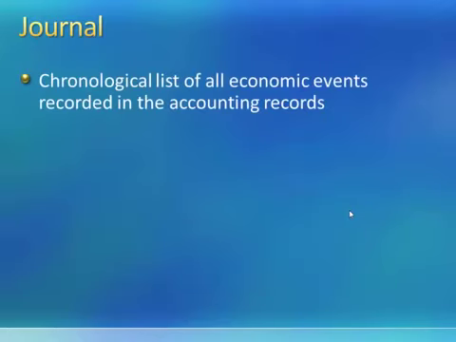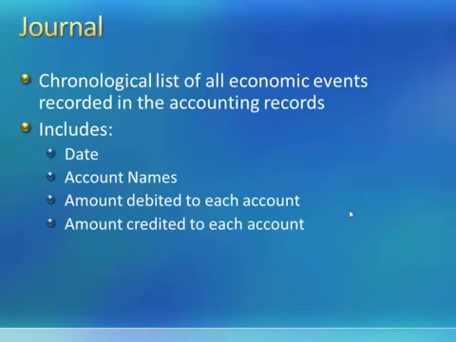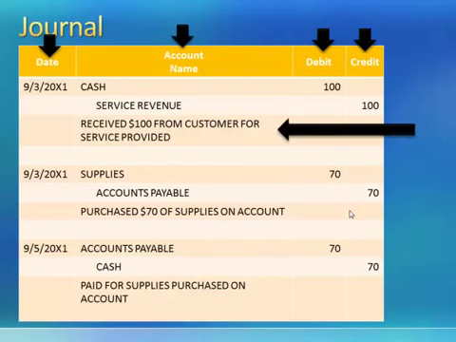Remember, the journal is a chronological list of all economic events recorded in the accounting records. The journal includes the date, the account names, the amount debited to each account, and the amount credited to each account, as well as a description of the transaction. Reviewing the journal, we see a date, account name, the amount debited, the amount credited, and a description for each transaction recorded in the journal.